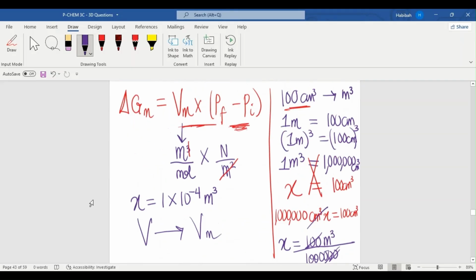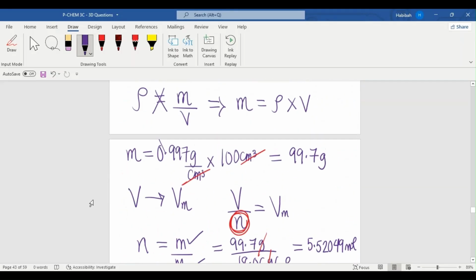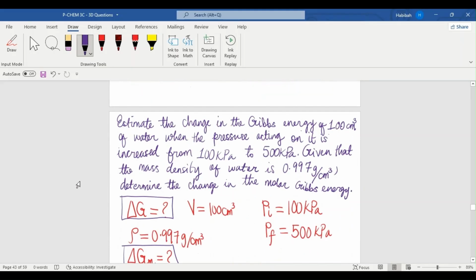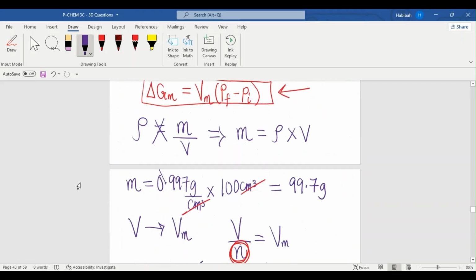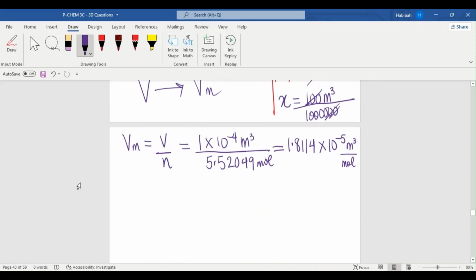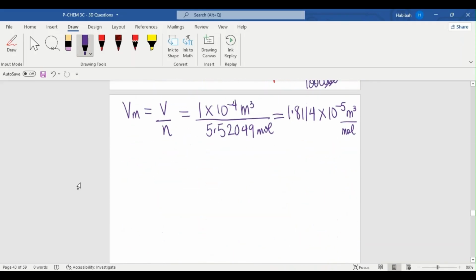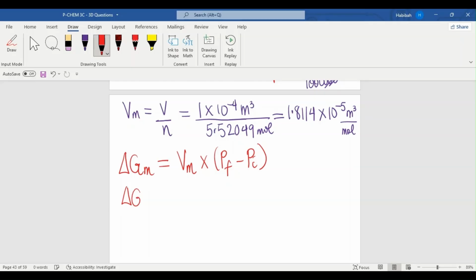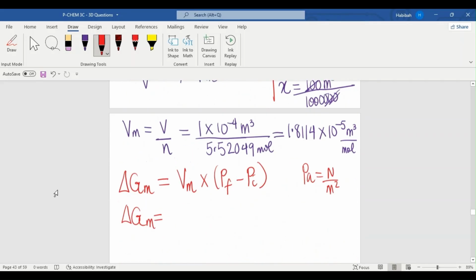Okay, so that's it. Now, of course, you have P final minus P initial. You have P final to be 500 kilopascal or 500,000 pascals. We already know Pascal is the same thing as Newton per meter square, so we don't need to manipulate anything. I'm just going to rewrite the equation. Change in molar Gibbs energy is simply molar volume times P final minus P initial. Remember, Pascal is the same thing as Newton per meter squared. We're just going to substitute for pressure because we don't have to convert the units at all. It's in the proper units that we want.